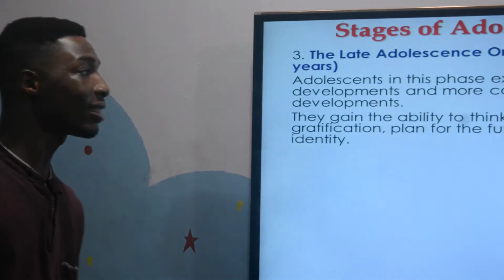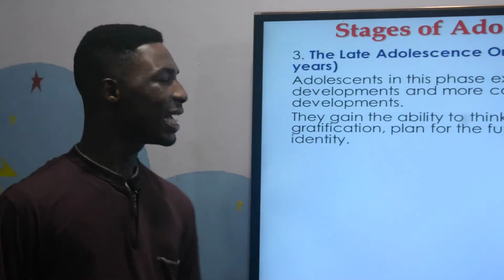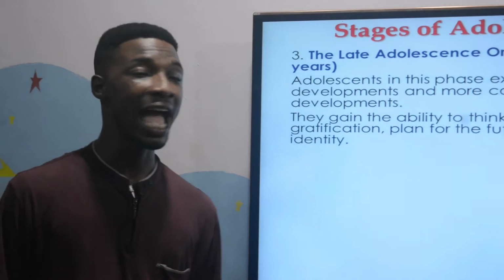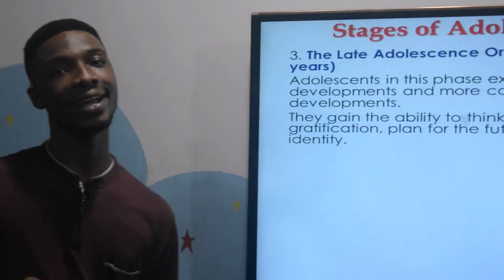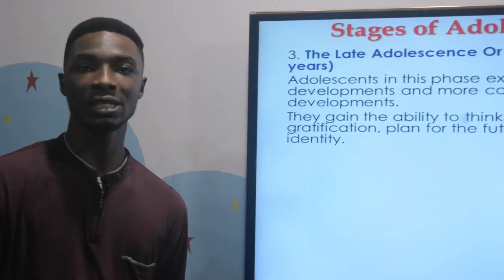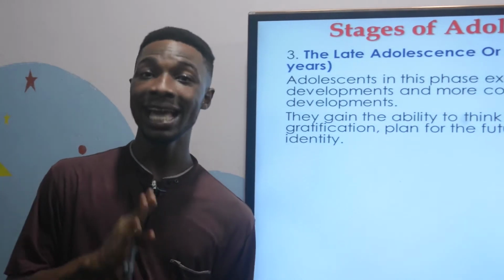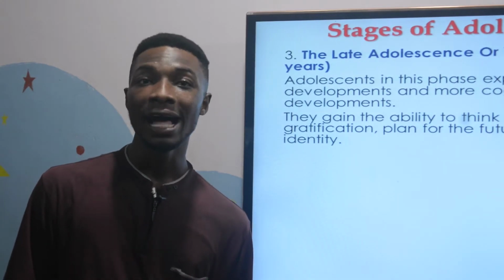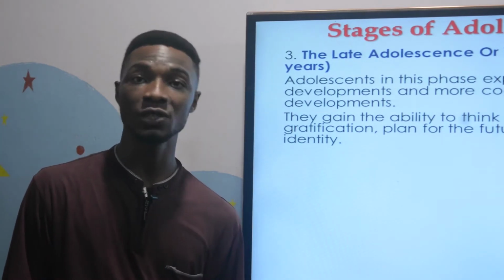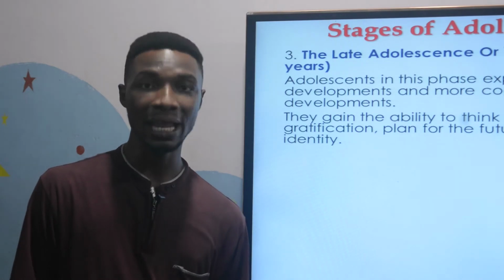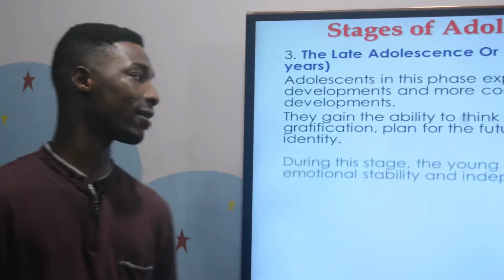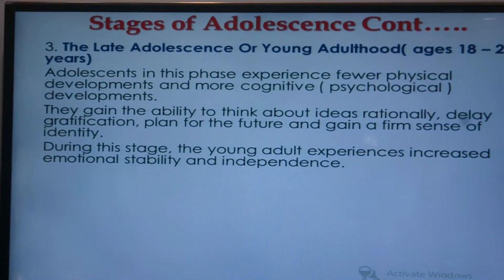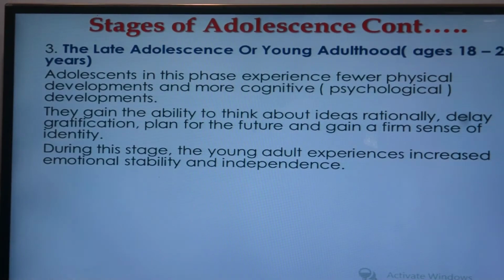They gain the ability to think about ideas rationally. They don't like a lot of gratification here, and they also plan for their future and gain a firm sense of identity. The adolescent here wants to get a brand, an identity for himself or herself. Whether the person wants to be a rascal, or wants to be socially recognized well in the society. This is where they plan getting such identities for themselves. During this stage, the young adult experiences increased emotional stability and independence.